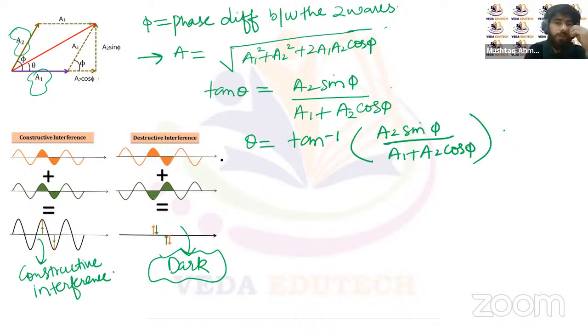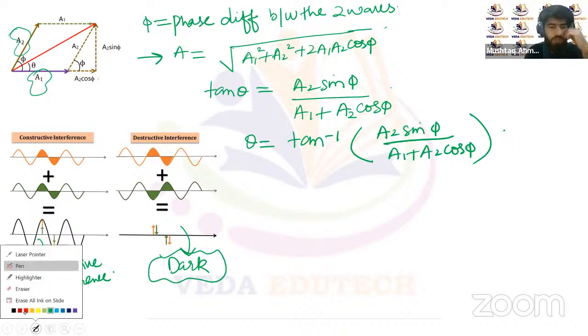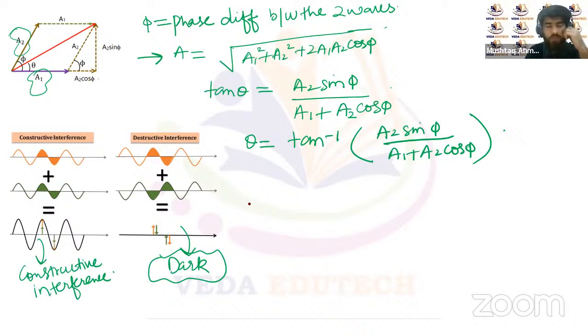Now talking about the resultant intensity, we know that intensity is proportional to amplitude square. So the resultant intensity will be equal to A1 square, which we can replace with I1, plus A2 square, which is I2, giving I1 plus I2 and then the interference term.